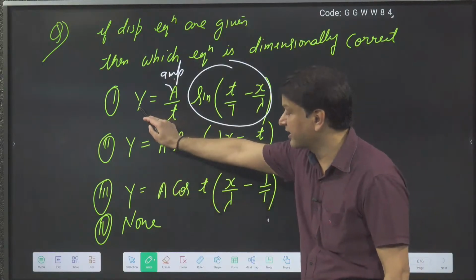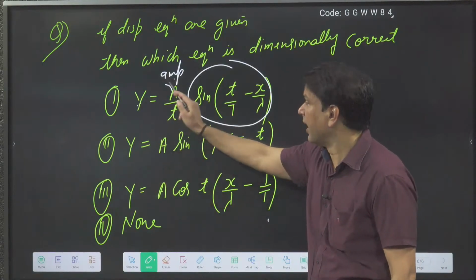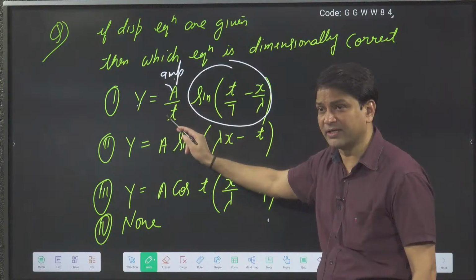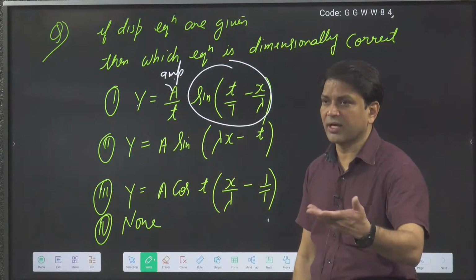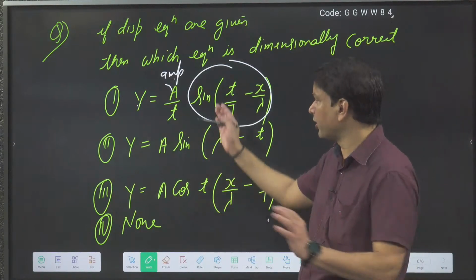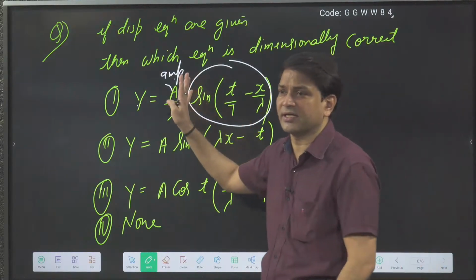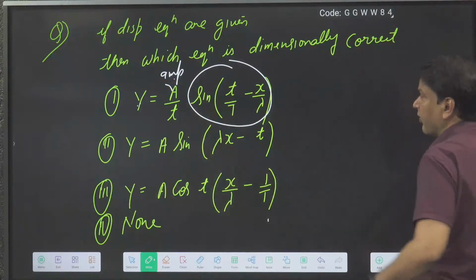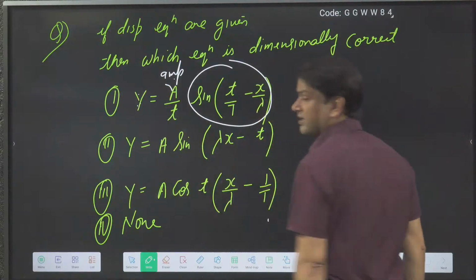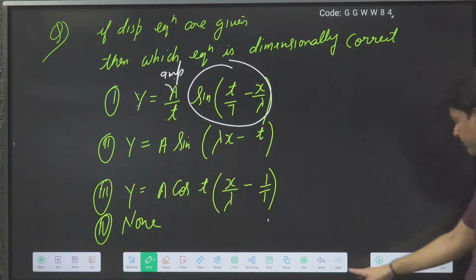So here LHD is what? Left hand dimension is L. And what is the right hand dimension? L by t. So it failed that test. LHD is not equal to RHD. So no need to check inside. Directly I can say this is the incorrect equation. Why? Its dimension is not same as this dimension. Everybody got?